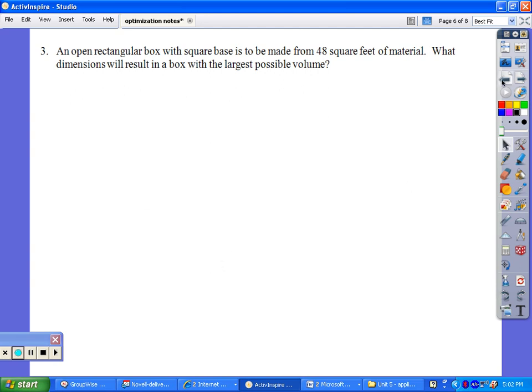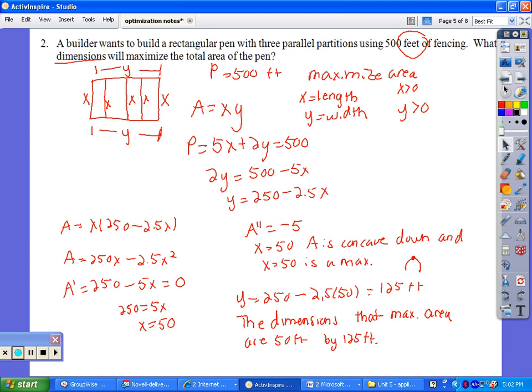This is very similar to number 1 that we just did, except now you're doing the opposite. They gave you surface area and you need to maximize volume. So it's a little bit harder to solve. But try that problem and the 3 in the book, and then tomorrow in class we'll go over this and practice more problems.